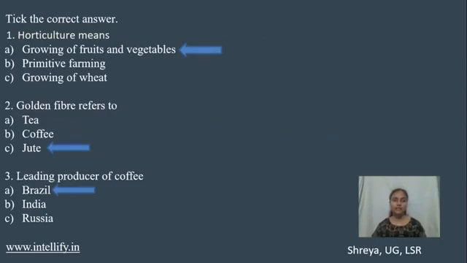Next we have tick the correct answer. First is horticulture means. Horticulture refers to the growing of fruit and vegetables. So the first is the right answer. Second, we have golden fiber refers to. Jute is referred to as golden fiber. So the third is the right answer. Third, we have leading producer of coffee. Brazil is the leading producer of coffee.